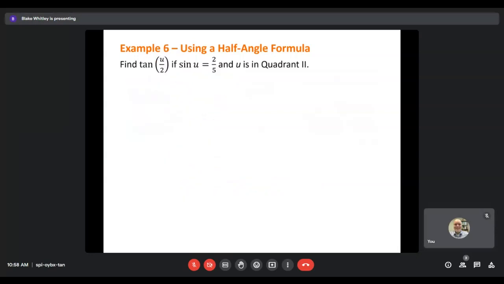All right, now this time we're looking for the tangent of u over 2, and they just tell us that sine of u is 2/5 and that u has to be in quadrant 2. Now we know our tangent of u over 2 formula. Again, we can use either of them. It doesn't matter. They're going to give us the same answer. I'm just going to go with the first one, 1 minus cosine u over sine u.